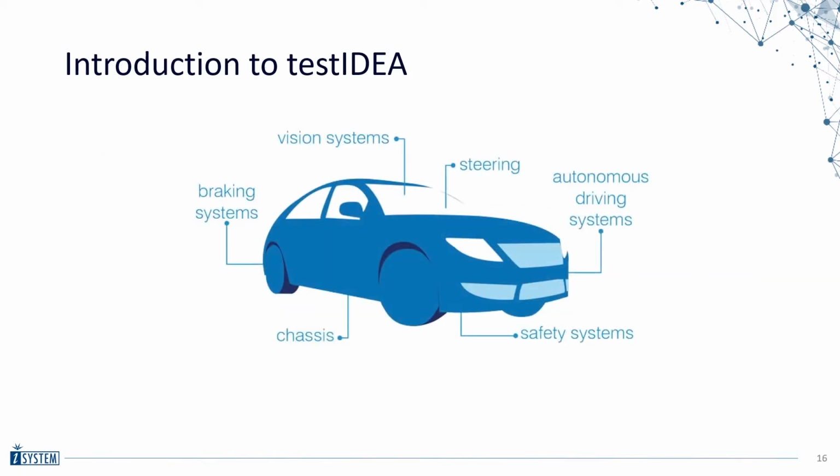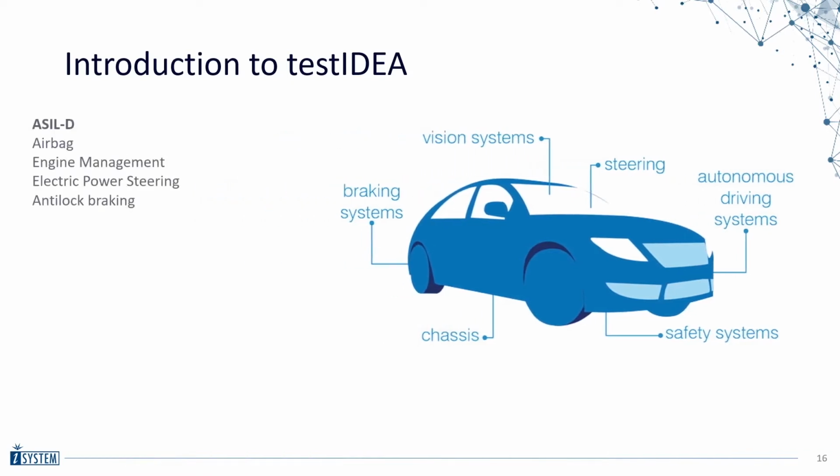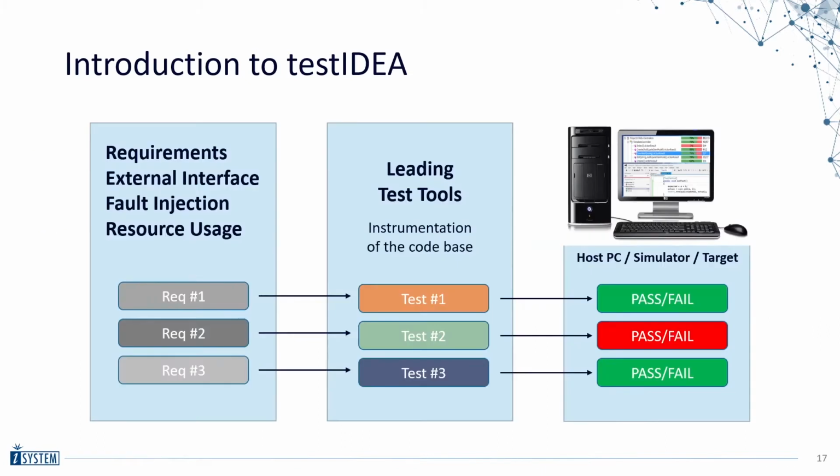Let's take a look at typical ECUs found inside an automotive vehicle. Each system is made up of different controllers or ECUs, which fall under different safety integrity levels. ASIL-D are the most safety critical controllers and require the most testing. ASIL-A are the least safety critical and require the least testing.